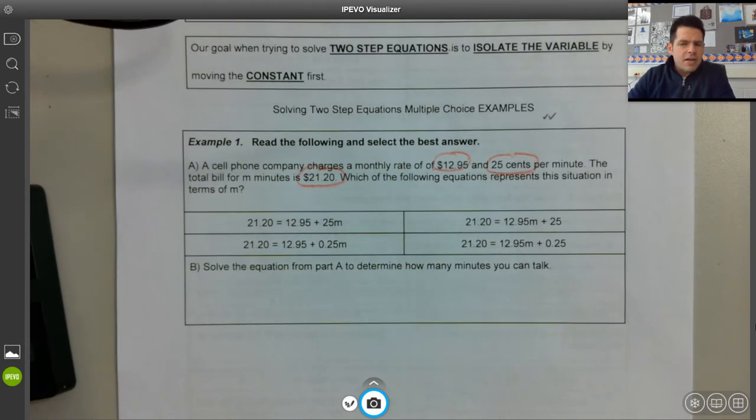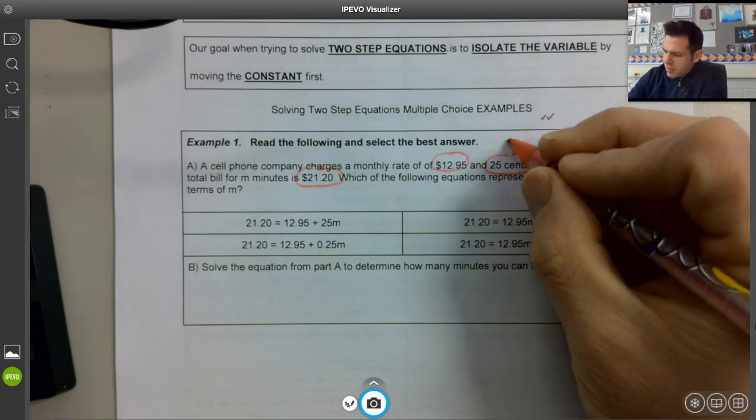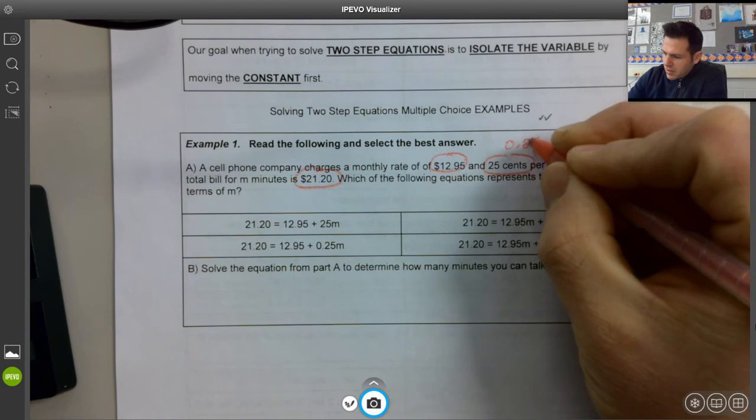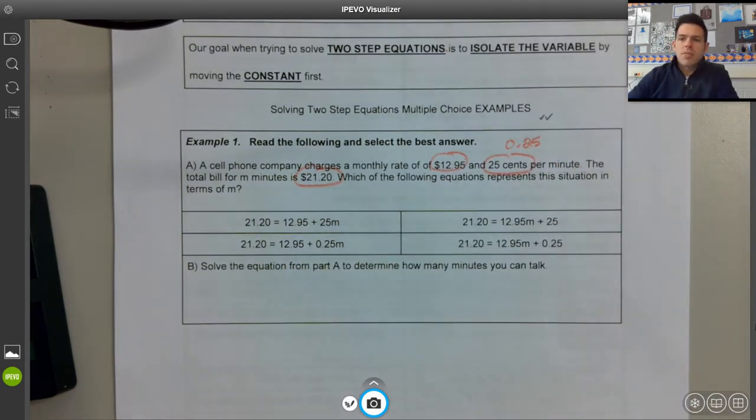And I'm going to stop right there and talk about 25 cents, because with money, we have to be careful. It's not the number 25. It's 25 cents, which, as we all know, is less than $1. Sometimes these word problems can be tricky, no doubt about it, but let's write down 25 cents like it would appear in money. So it would be 0.25. That's going to be a huge issue in this problem.